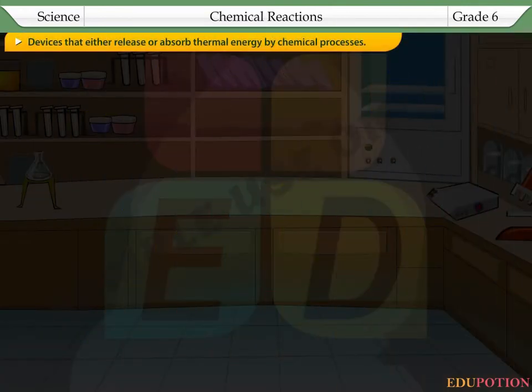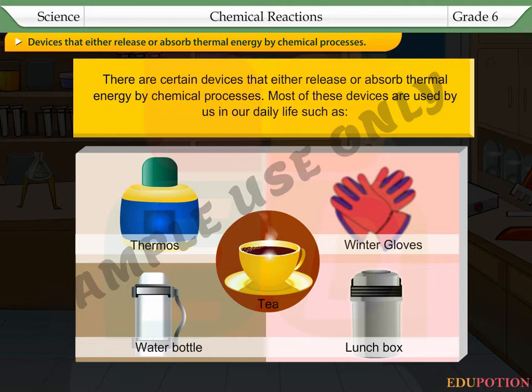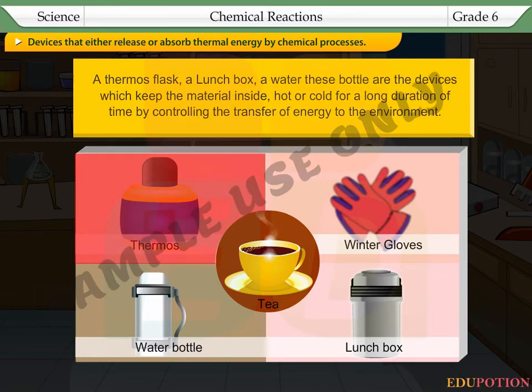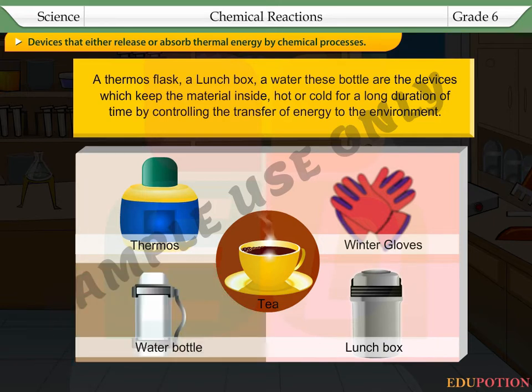Devices that either release or absorb thermal energy by chemical processes. As we all know, there are certain devices that either release or absorb thermal energy by chemical processes. Most of these devices are used by us in our daily life, such as a thermos flask, a lunchbox, a water bottle. These are the devices which keep the material inside, hot or cold, for a long duration of time by controlling the transfer of energy to the environment.